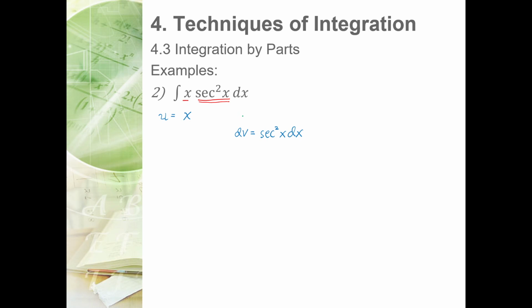So for you to be able to clearly see the different values, let's try another color. Integrating secant squared x, this becomes tangent x. The derivative of tangent x is secant squared x, so I think that's correct. And then your du is equal to dx. So I think you can now see the formula more clearly.